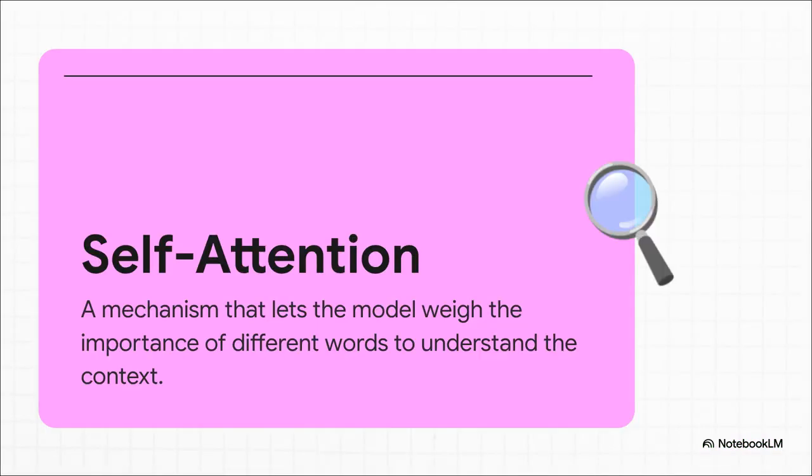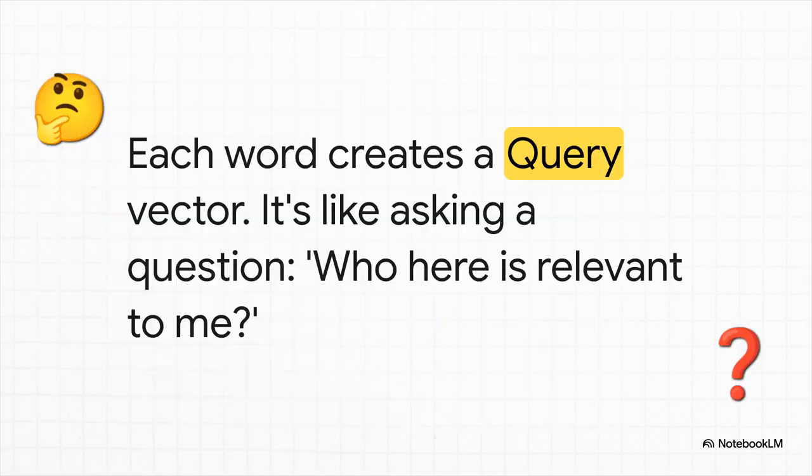Put simply, self-attention is how the model figures out which words are important for understanding every other word. It's how it knows that in a sentence like, "The cat didn't chase the mouse because it was scared," the word "it" refers to the cat, not the mouse. It's all about context. Let's break this down.